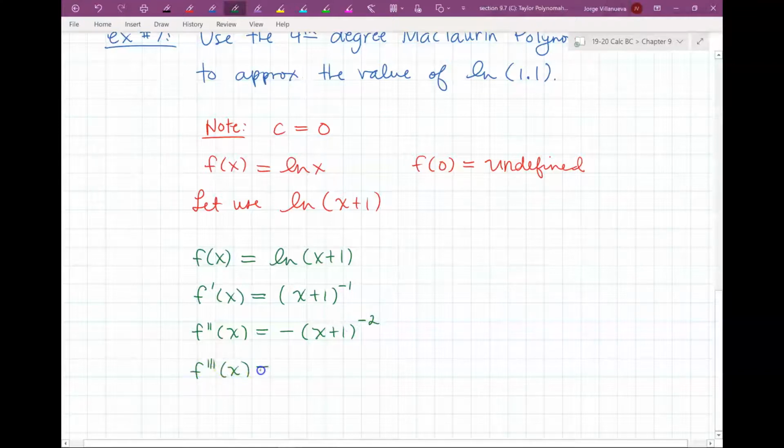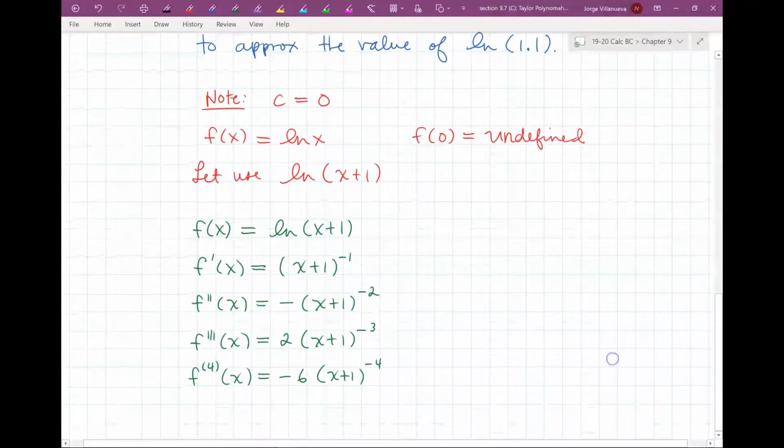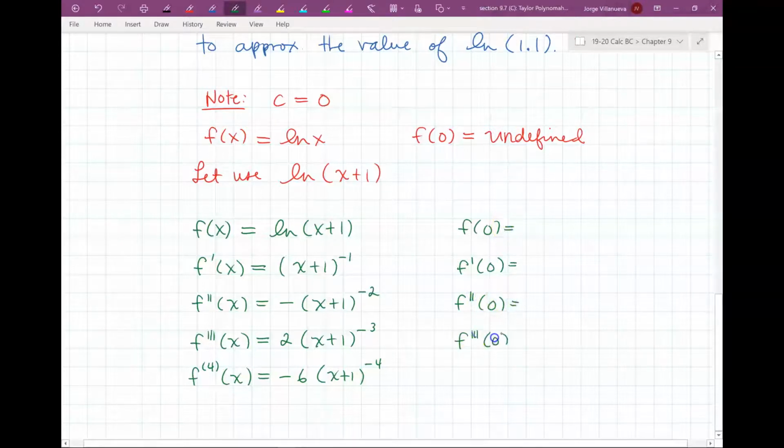Third derivative is going to be 2 times (x plus 1) to the negative 3. And the fourth derivative is going to be negative 6 (x plus 1) to the negative 4. Now I'm going to plug in a 0 into all of these. So f of 0, f prime of 0, f double prime of 0, triple prime of 0, and quadruple prime of 0. And here are the answers you should get: 0, 1, negative 1, 2, and negative 6.